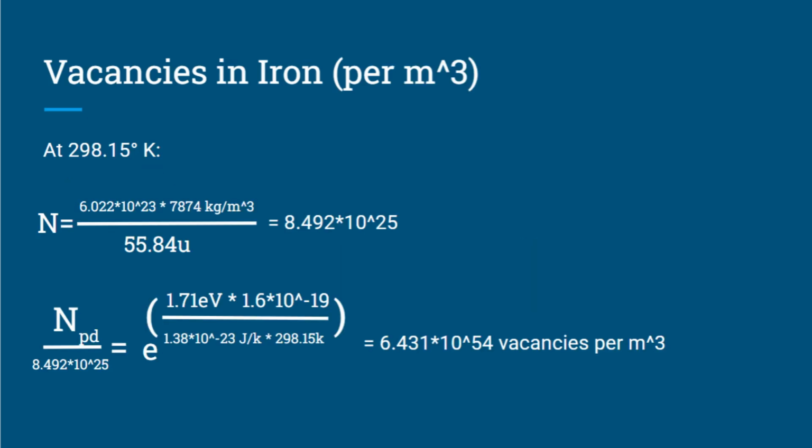For this project, we used 298.15 degrees Kelvin for the equation for aluminum, in which N equals 6.022 times 10 to the 23rd power times 2,700 kilograms per meter cubed over 26.98 u, which the calculation becomes 6.026 times 10 to the 25th power. After finding the number of points, we're able to find the amount of vacancies per point, which, when you plug it into the equation, brings you to 3.999 times 10 to the 37th power of vacancies per meter cubed.